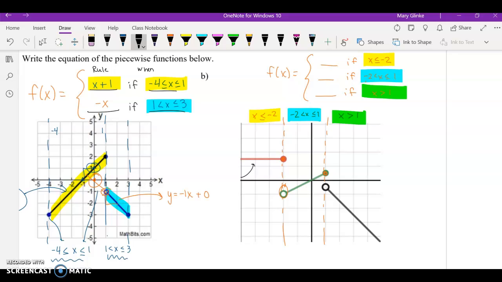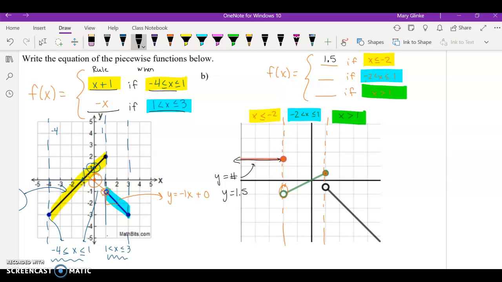So for this first one, it's a horizontal line. And so all horizontal lines are going to be y equals some number. And that number is going to be wherever it crosses your y-axis. So for this equation here, it's going to be y equals 1.5 because it's halfway in between 1 and 2. So our rule here is just 1.5.